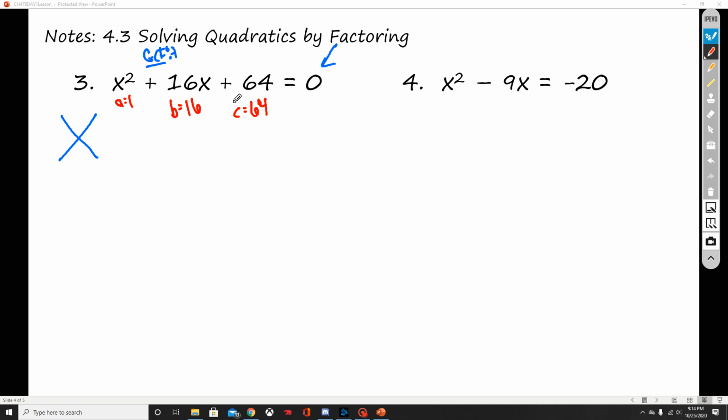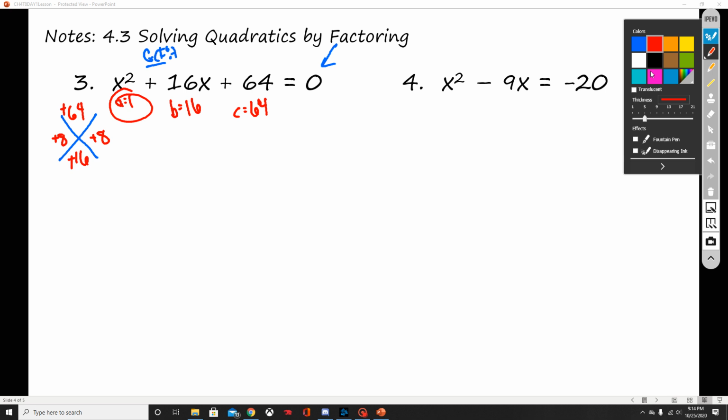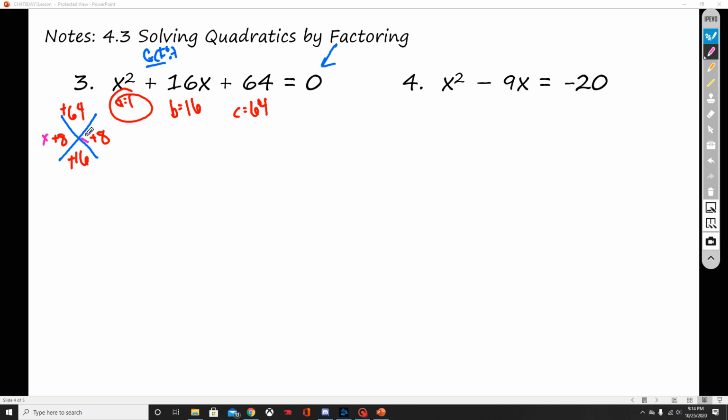So up top is a times c, so that's 64. Bottom is b, that's positive 16. Two numbers whose product is 64 and whose sum is 16 would be 8 and 8. And since a is 1, I can just use those as my factors, x plus 8 and x plus 8. So this factors into x plus 8 times x plus 8, or just x plus 8 squared, equals 0.